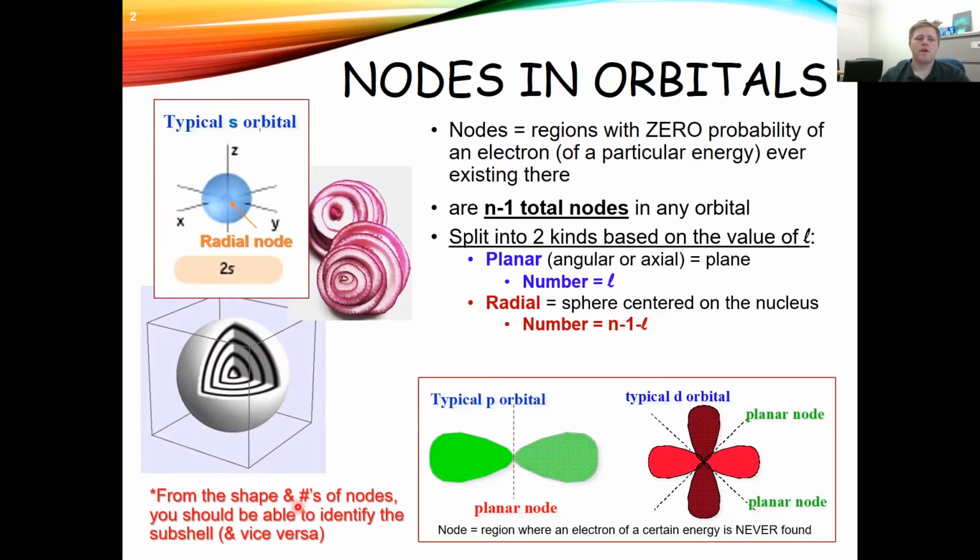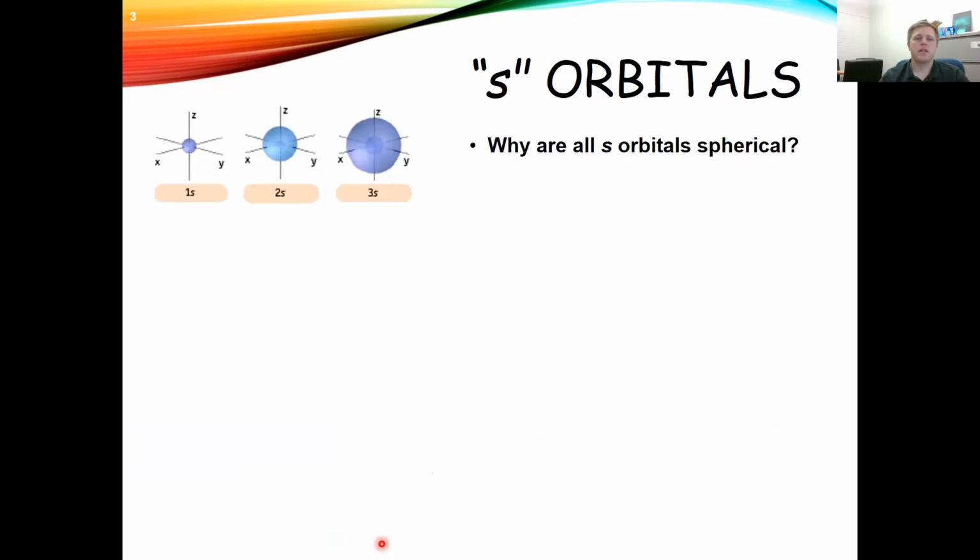And from the shape and number of nodes, you should be able to identify the subshell that we're talking about and vice versa. So you won't always be able to pick out the specific orbital, but you should be able to figure out the subshell. So let's start with s orbitals. S orbitals are always spherical. So on here I have the 1s, the 2s, and the 3s orbitals.